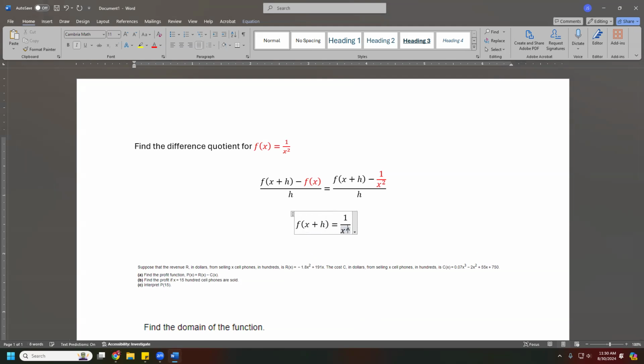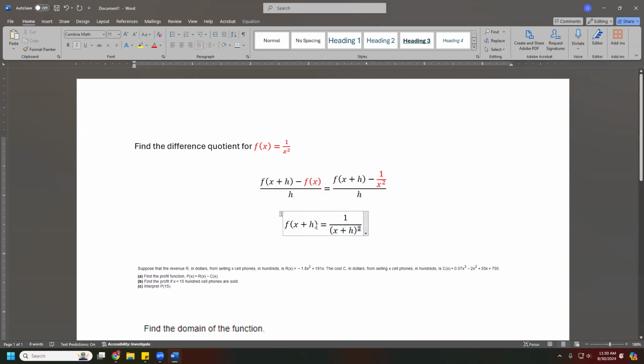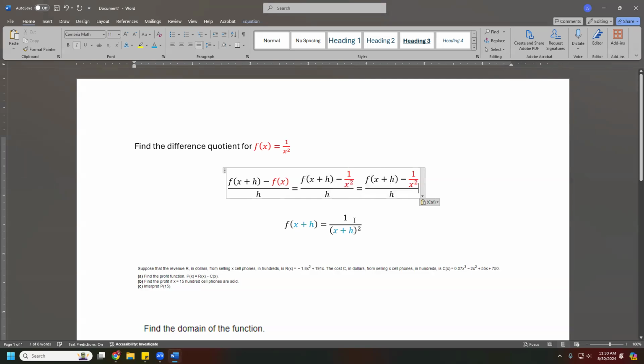So instead of 1 over x squared, it should be 1 over x plus h squared. Note that I need parentheses here because without the parentheses, this is technically wrong. See that? So I have 1 over x squared. Now it's 1 over x plus h squared. Everywhere I used to have an x, it's now x plus h. So I can also swap this out. Go back up here. Now I know what f of x plus h is. It's this guy.